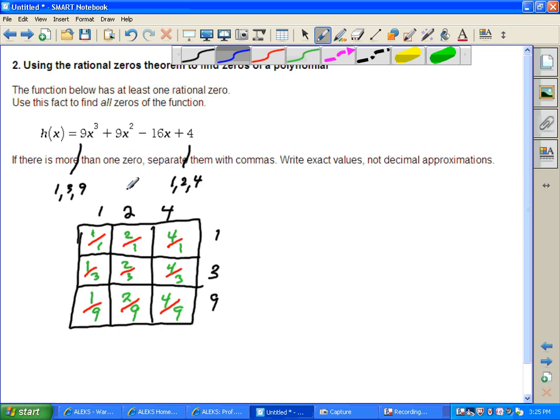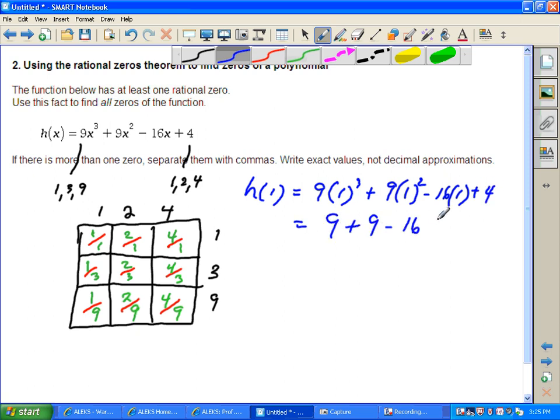Are we going to check them all? No way. We're going to work our way through these easy ones first, the 1, the 2, and the 4, plus or minus, and see if they work. So if we want to do h at 1, we plug in a 1 everywhere, and we check if it works. Because we're plugging in a 1 everywhere, we just end up adding the coefficients. And we see, nope, that's positive, right? So 1 is not a 0, which means x minus 1 is not a factor. Okay, so that's not going to work.